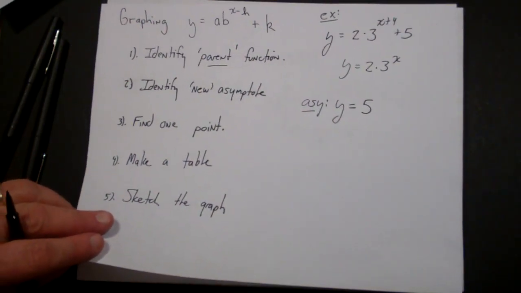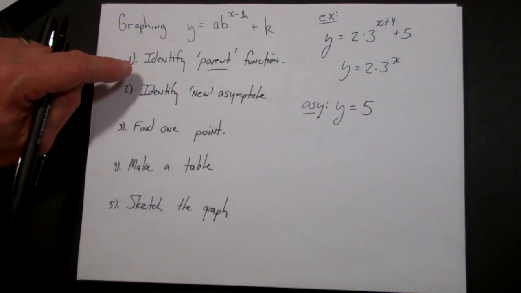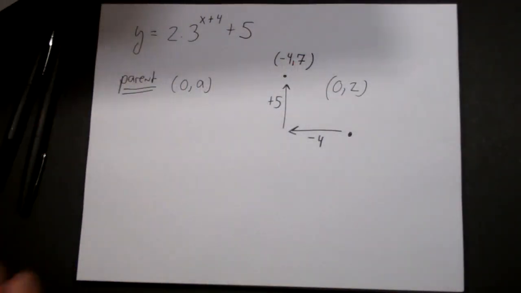So now what do we know? We know what the parent function is and the general shape of the parent function. We know the new asymptote, and we found 1 point. So the next step is simply make a table. We have a single point, so let's make a table, and let's put that point in the middle.